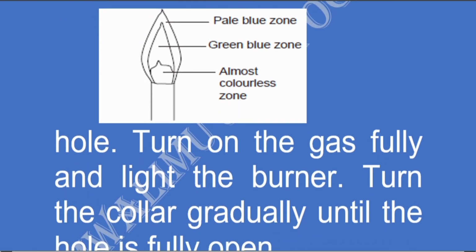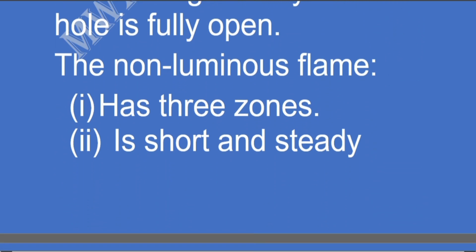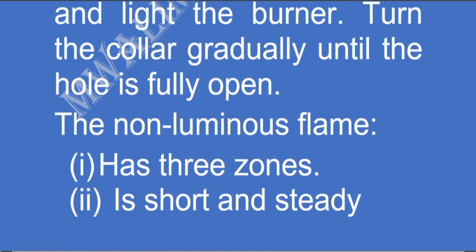Now we have the zones. We have the pale blue zone, the green-blue zone, and then the almost colorless zone. Those are the zones for the non-luminous flame.